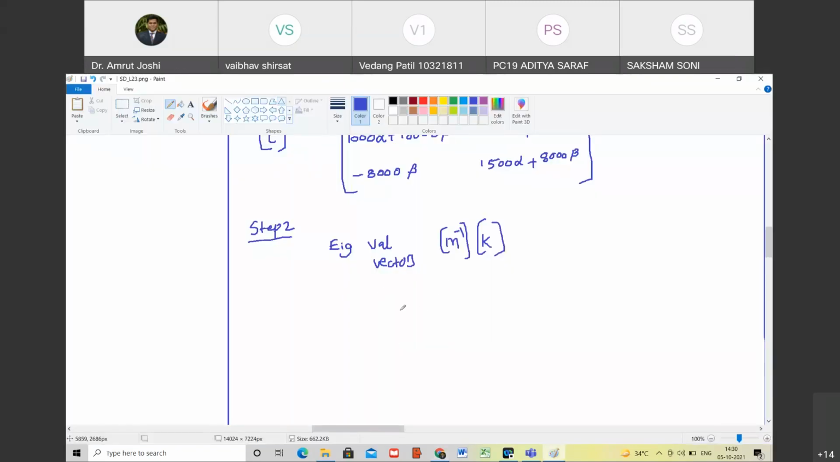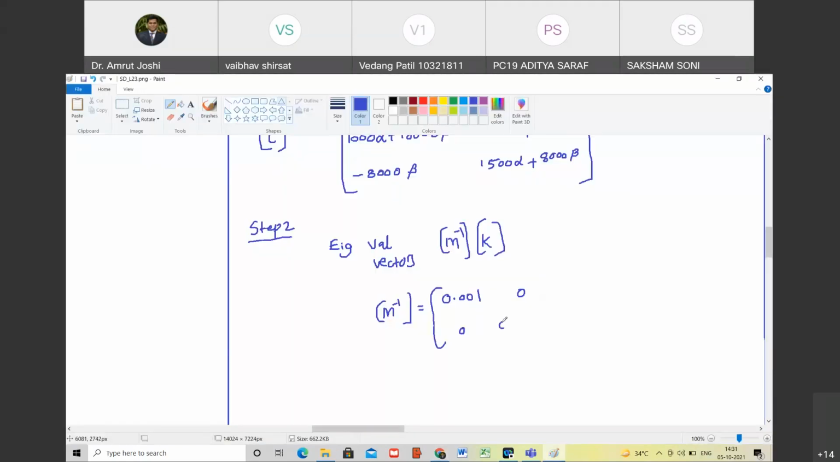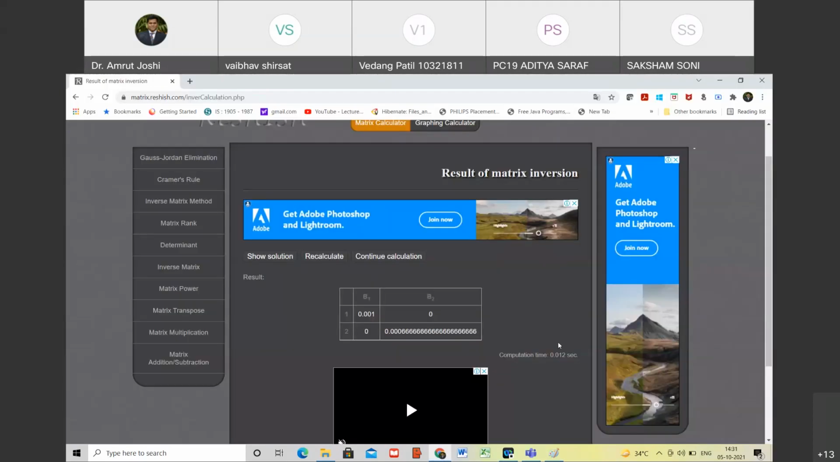So what is the inverse of this matrix? 0.001. So M inverse is 0.001, 0, then 0, and 0.000666. Sorry, not minus, 0.000666. Are you with me? Yes, sir.